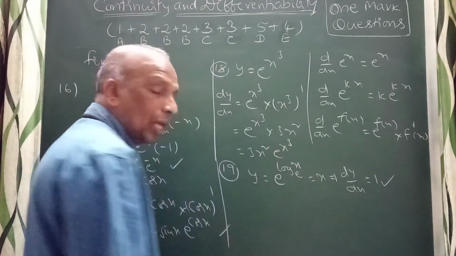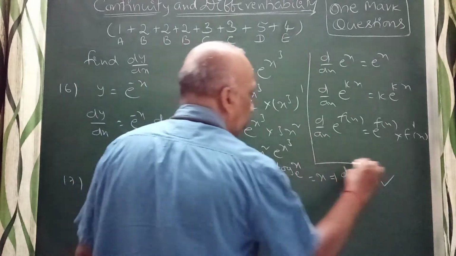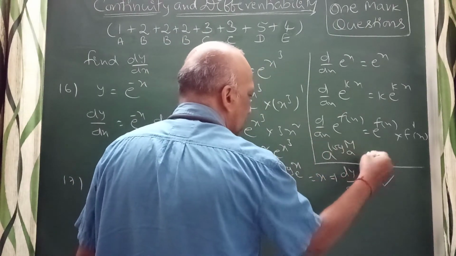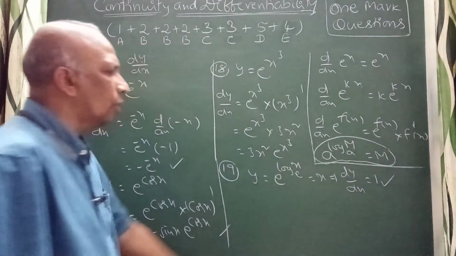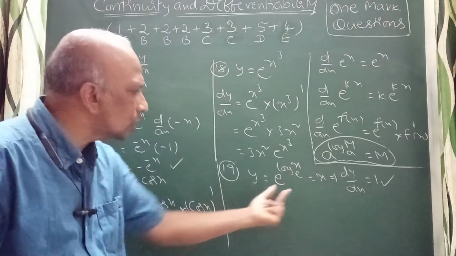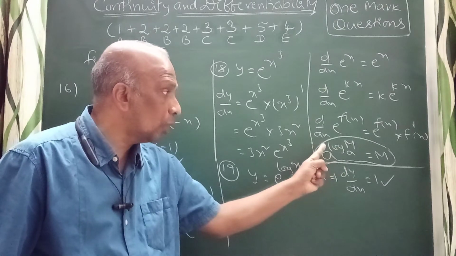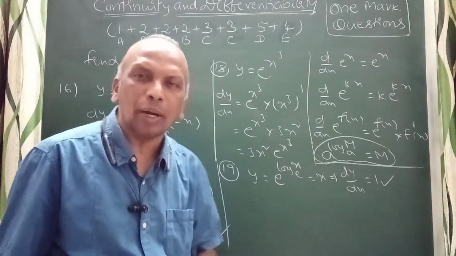Here, what I have explained, you remember. I will tell you one formula: a to the power of log m base a is equal to m. Remember this one, a power log m, both bases are the same, that result will be m. To apply this formula, the coefficient of the logarithm should be 1. So y is x, and dy by dx is equal to 1.